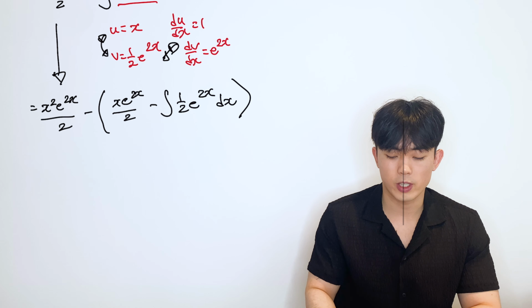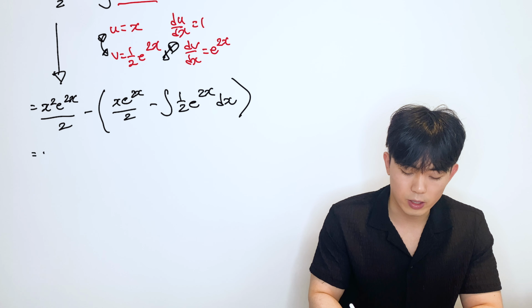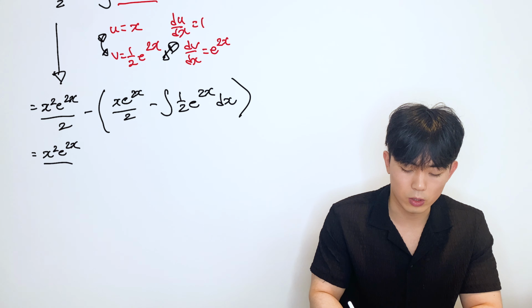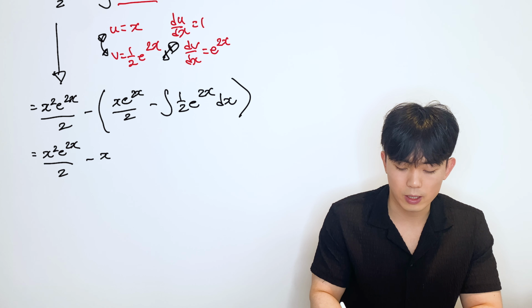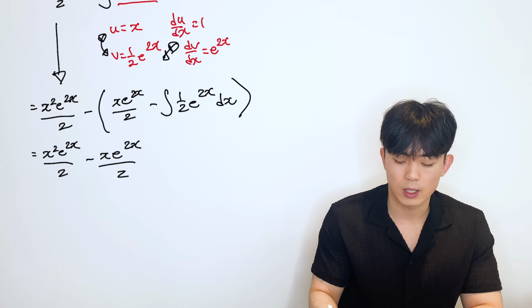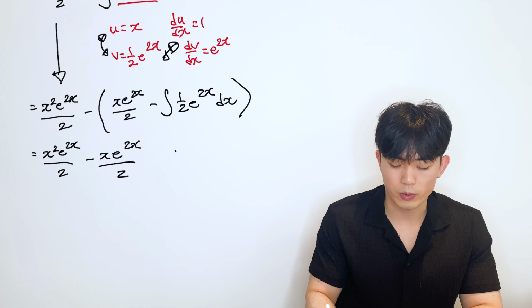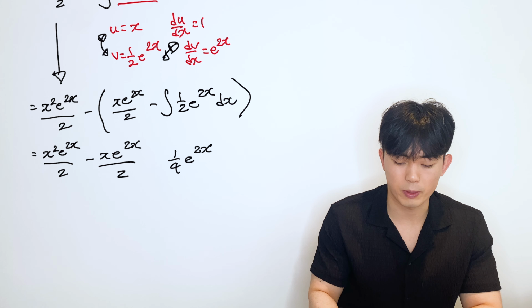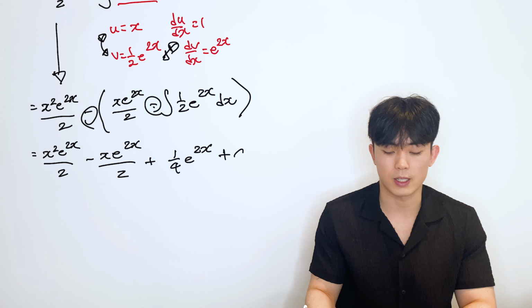So we just need to finally integrate the last part, so we're going to get x squared e to the 2x over 2. This is now negative x e to the 2x over 2. And integrating this, we'll get 1 over 4 e to the 2x. But remember, it's negative, negative, so that's actually going to be positive, plus c like this.